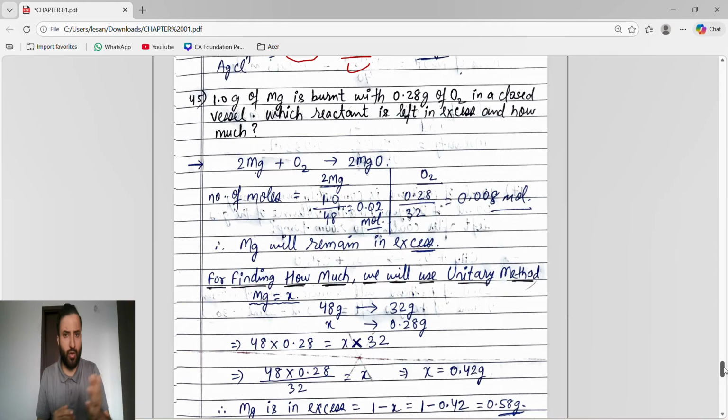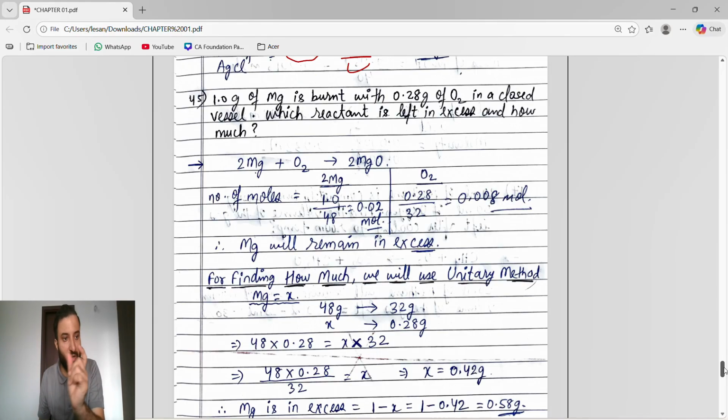When they give something, react it with something to form something, either find the volume or find the mass. So for finding the volume or the mass, we will use the same formula, that is number of mole. For volume, number of mole is given volume by molar volume. For mass, number of mole is given mass by molar mass.